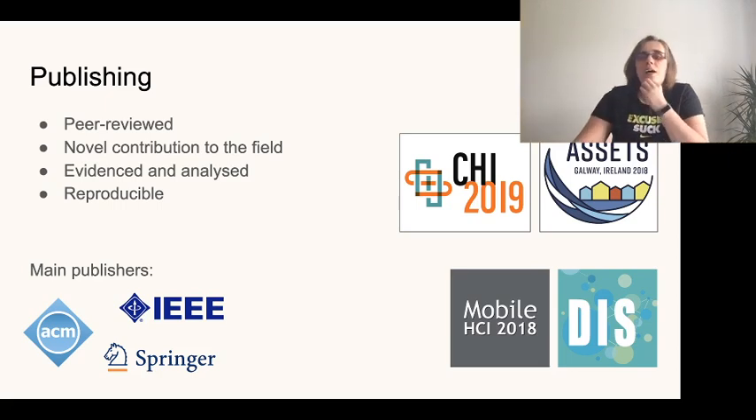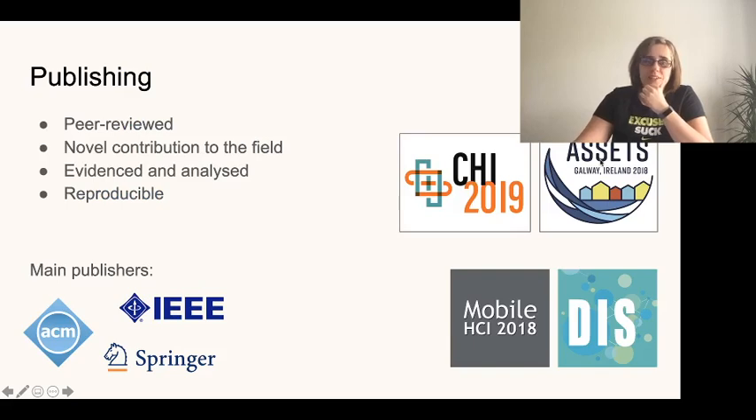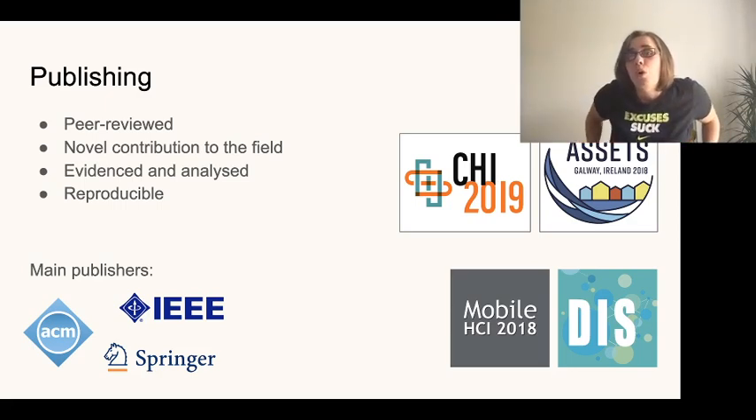The two that I am most involved in are Assets, which is an accessibility conference, and CHI, which is Computer-Human Interaction, or HCI in another way. CHI 2019 was in Glasgow, that was fun. For CHI 2020, I was supposed to be in Hawaii a few weeks ago, and instead I'm at my dining table, but that's okay. Assets this year will also be virtual.